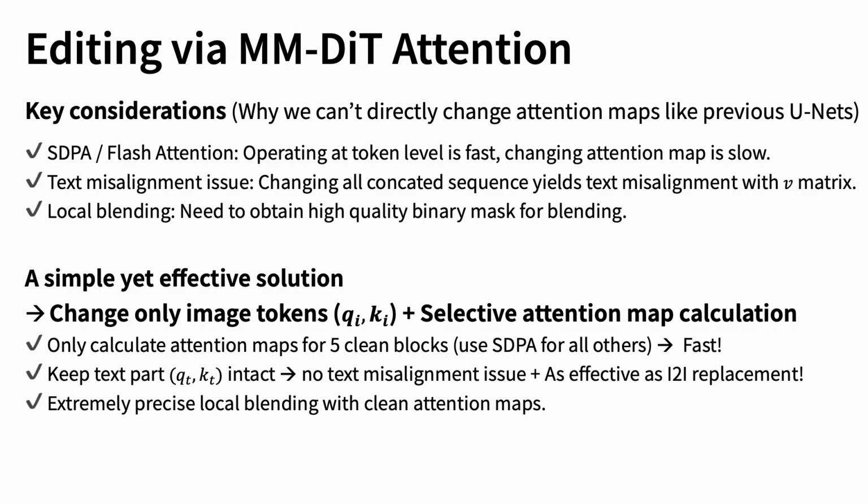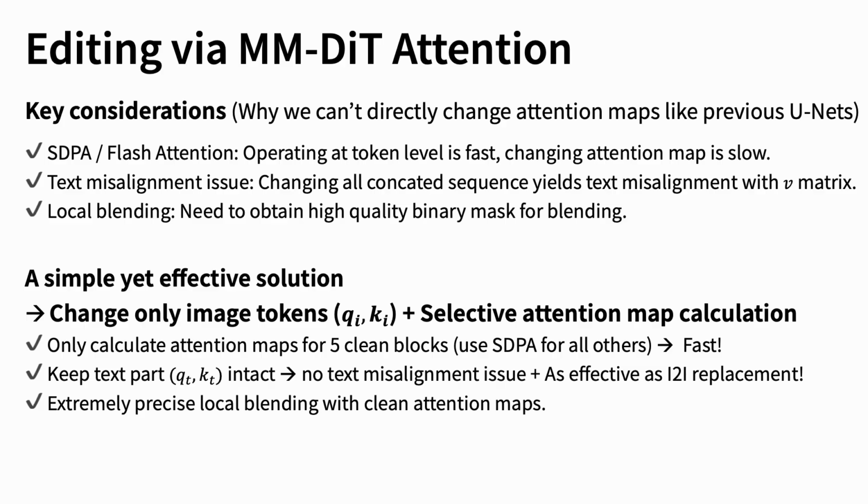We have 3 key considerations for the editing method, which are reasons why we can't directly change attention maps as before. 1. With larger models, we need to use the SDPA kernel or flash attention. When we operate at the attention map, they cannot be utilized, requiring token-level operations. 2. Simply changing all target query key matrices with source query key yields a text misalignment issue with the value matrix, which we show later. 3. We need an MMDiT-tailored method to obtain a high-quality binary mask for precise local blending.